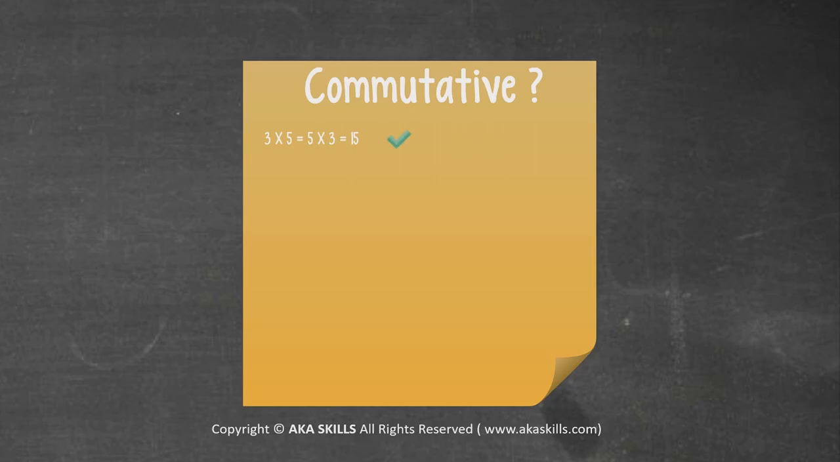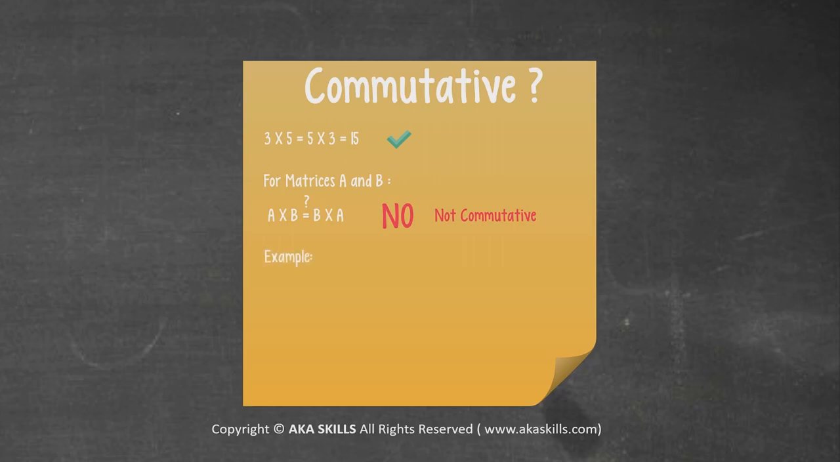But in matrix multiplication, if we have two matrices A and B, can we say that A multiplied by B equals B multiplied by A? The short answer is no, we can't. So matrix multiplication is not commutative. A multiplied by B is not equal to B multiplied by A.